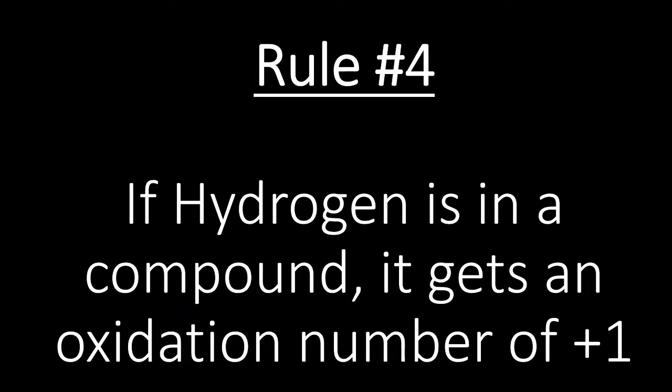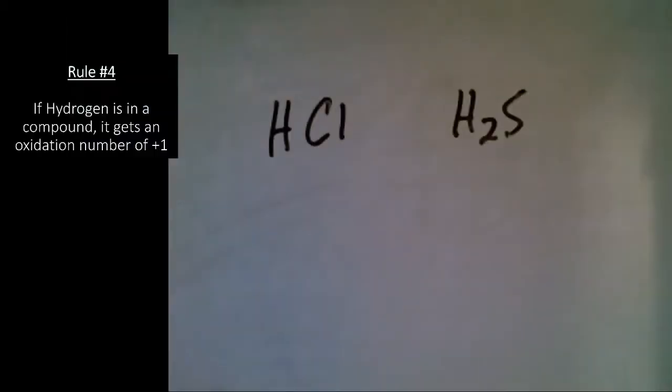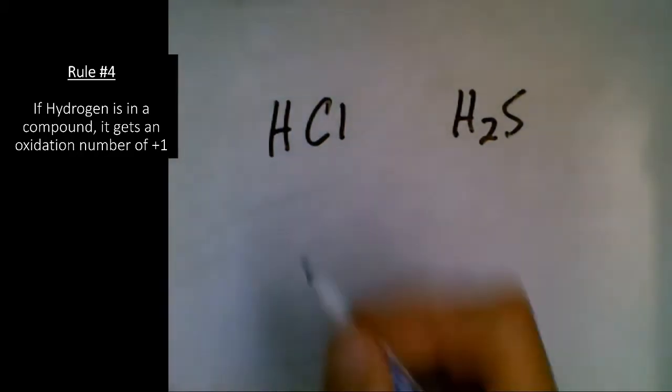Rule number 4 is all based around hydrogen. Hydrogen has a pretty low electronegativity, and so that means that it is going to give up 1 electron. So if hydrogen is in a compound, it gets an oxidation number of +1. So these are our examples. So we have HCl, we have H2S.